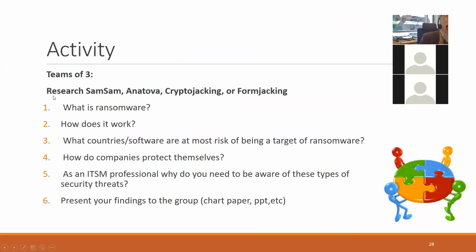Teams of 3. The idea is you've got some topics that you can research. What are these terms? Cryptojacking, formjacking, Anatova, SamSam, and you're going to answer these questions regarding them. Well, this one is not regarding any of those things. Ransomware, we talked about that a little bit, but maybe you can find out a bit more about it.